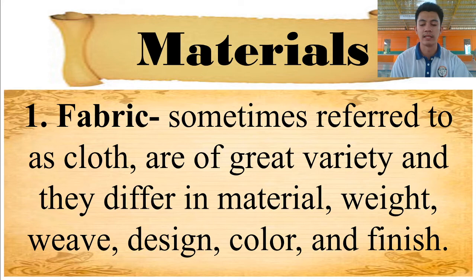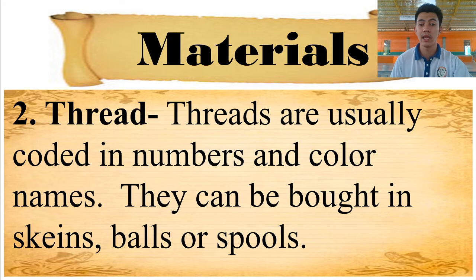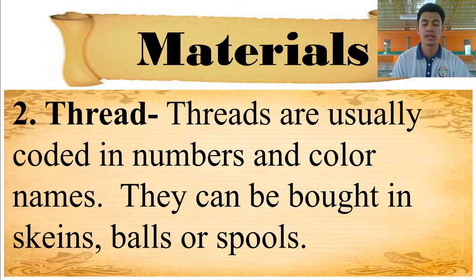Okay? Next, thread. Threads are usually coded in numbers and color names. They can be bought in skeins, balls, or spools. Thread is available in various types. They differ in terms of texture, fiber content, number of strands, and colors. The color of the thread should suit the color and texture of the design and fabric to be used. Nang sa ganon, in order for us to make a beautiful and fancy embroidery.